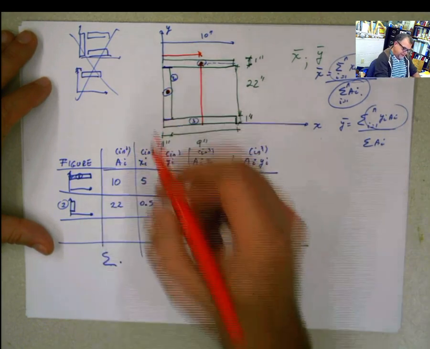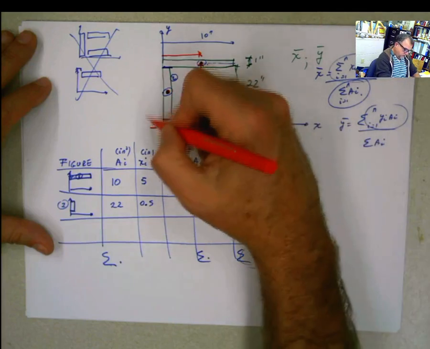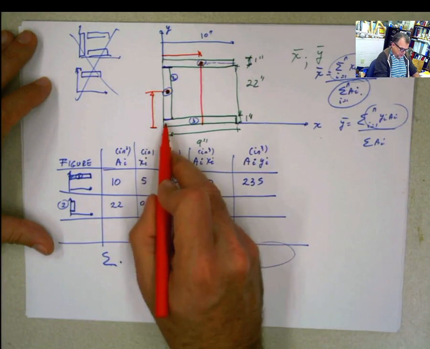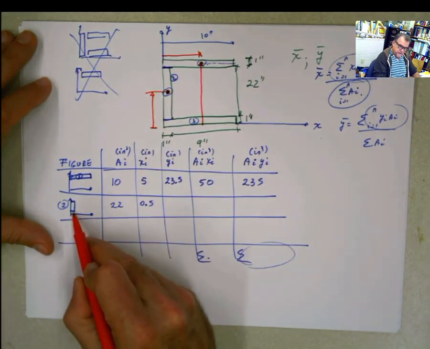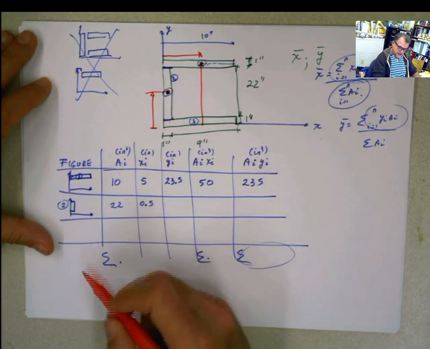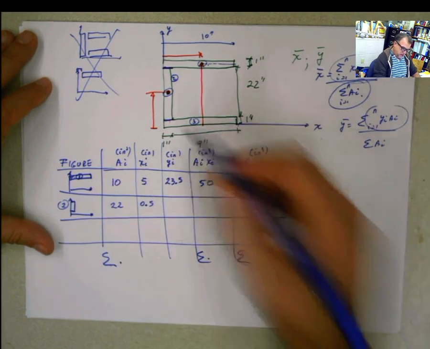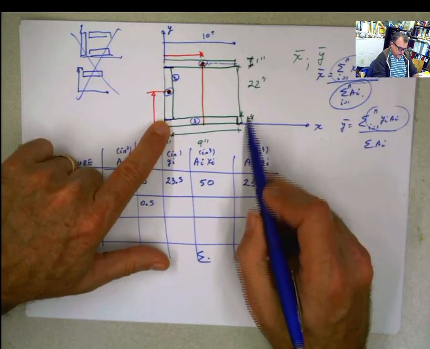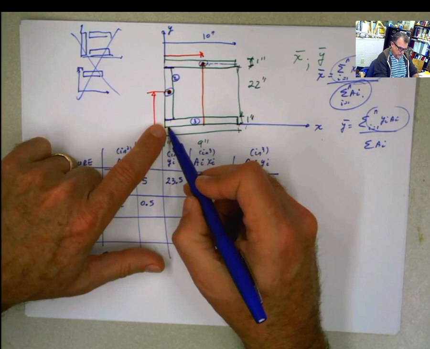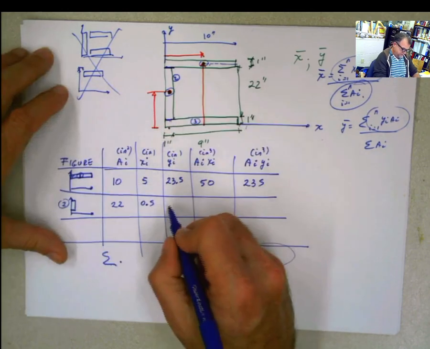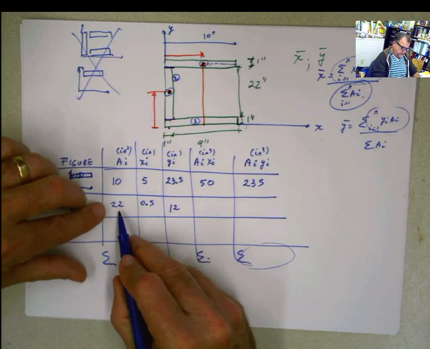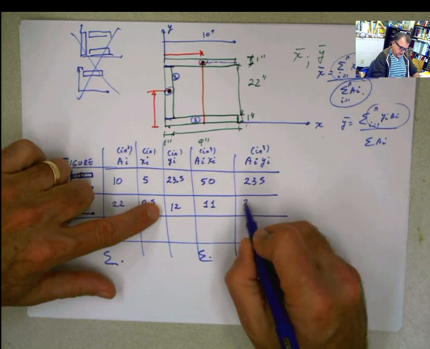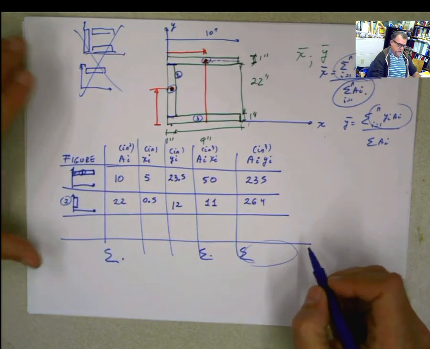Well, it's the distance measured, measuring y, of course, from my axis of reference to the centroid of the figure. Meaning, I have to include this little floating distance here in my summation. How much is that? I know the centroid of this rectangle is 11, but I also know that it's 1 extra inch hanging to the bottom. So 1 plus 11 is 12. And then I multiply 22 times 0.5, that's 11, and 22 times 12 is 264.